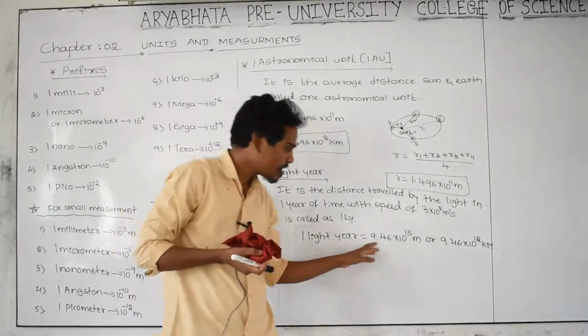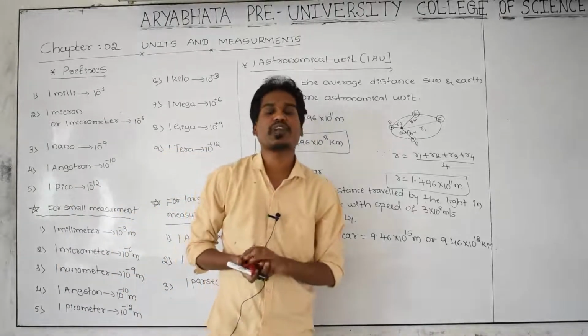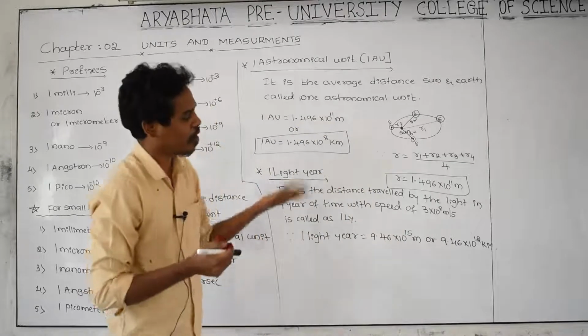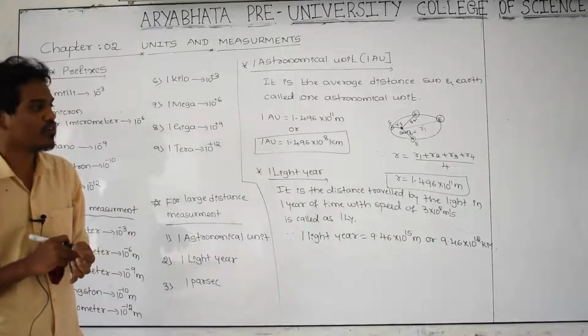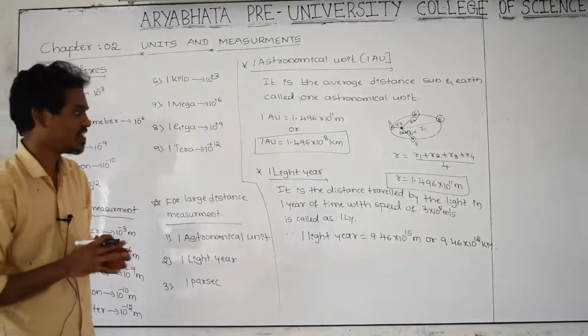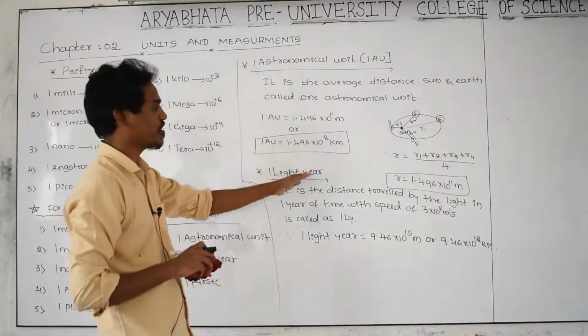How much distance does it cover? 9.46 into 10 to the power of 15 meter, or in terms of kilometer, 10 to the power of 12 kilometer. And this is a unit of distance.